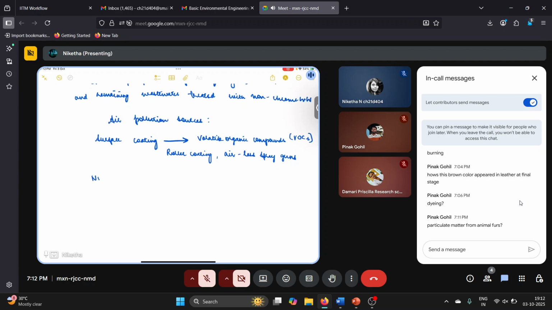And the ammonia and hydrogen sulfide can be removed by wet scrubbing. And whatever VOCs are generated can be removed by using again wet scrubbing or mostly adsorption, because that is easy, or we can go for wet scrubbing.